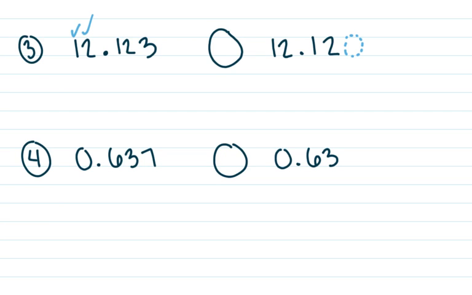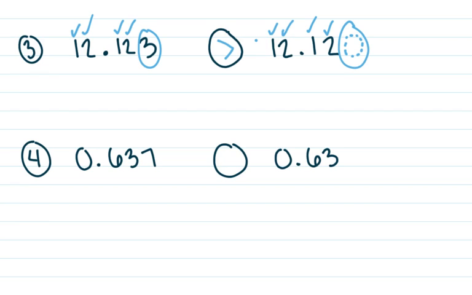Our 12s are the same on both sides. Our tenths are the same. Our hundredths are the same. And so it is going to come down to that thousandths place. Well, I have a 3 and I have a 0. And 3, we already determined, is bigger than 0. So our answer here is going to be greater than.